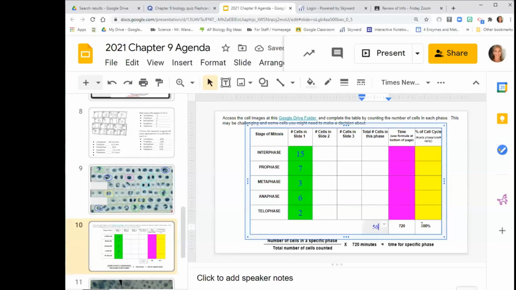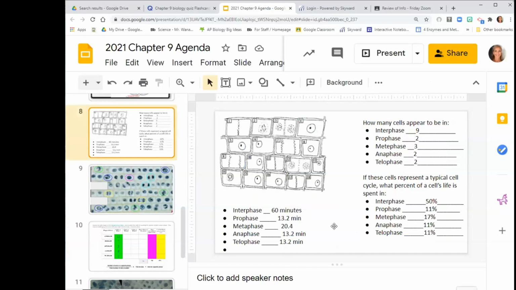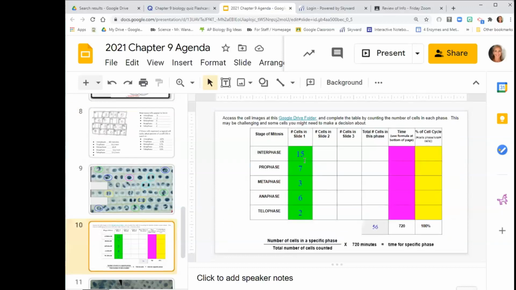Okay. So the next column, I think it's easiest to fill out your percentage before you do the time. The percentage is how many cells you saw in a certain phase divided by the total number of cells, just like we did here. So in interphase, there were 15, and we're dividing that by 56. Everybody take a minute to do the math.